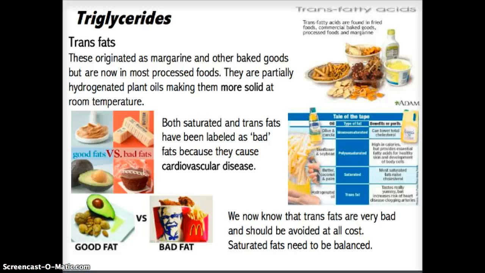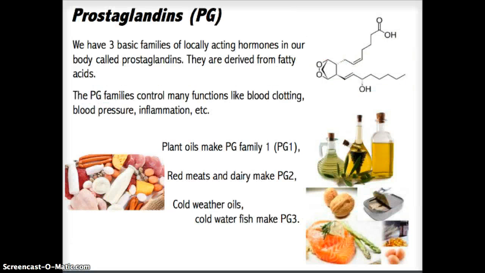The reason why they're bad is because they really work against the cardiovascular system. So the bad ones, the saturated and especially the trans fats, enhance heart disease and blood vessel disease. All right, let's talk about this a little bit more. Prostaglandins are interesting local acting hormones, so they influence how the body functions.